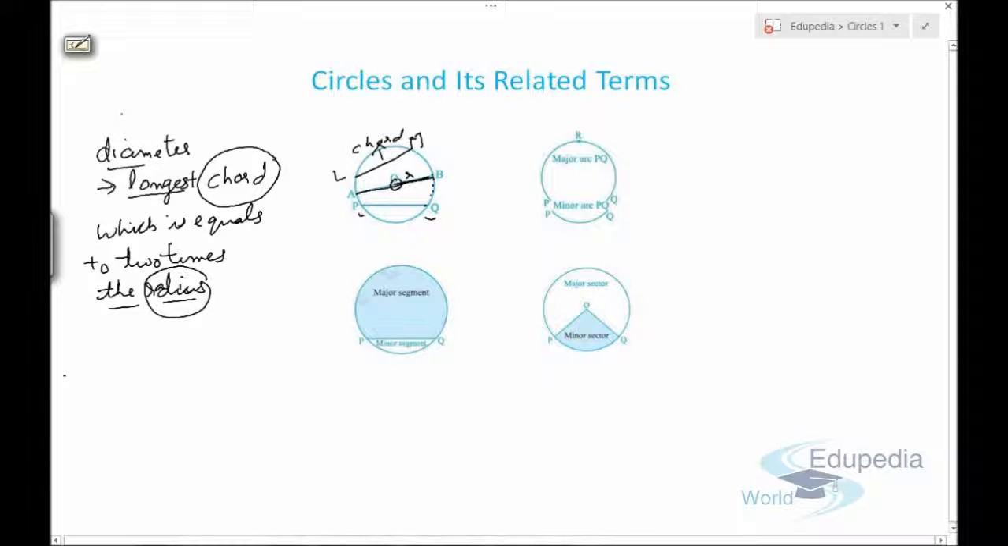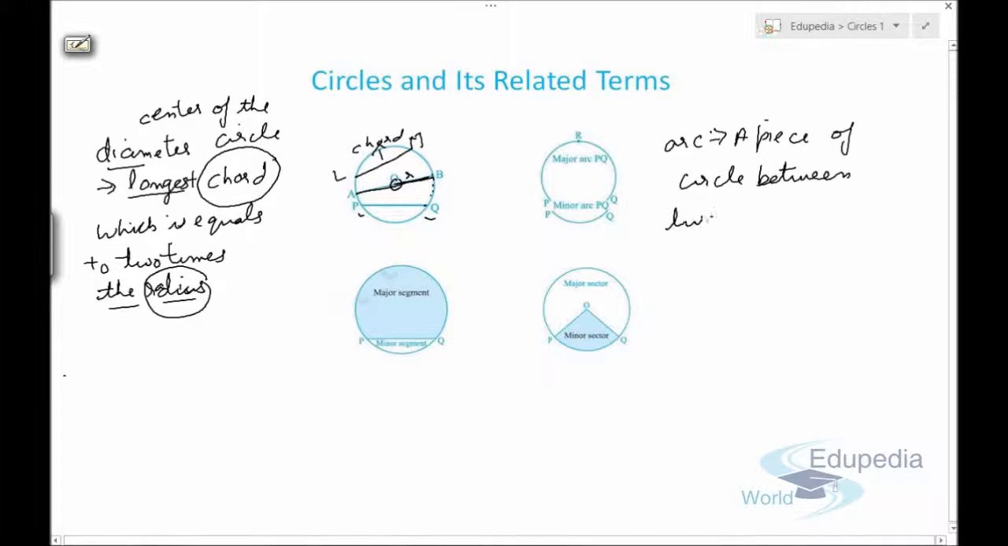So we can define diameter as the longest chord which passes through the center of the circle, right? So this is a diameter. Now in a circle we have different terms also. What is an arc? We can say that an arc is a piece of a circle between 2 points on a circle.